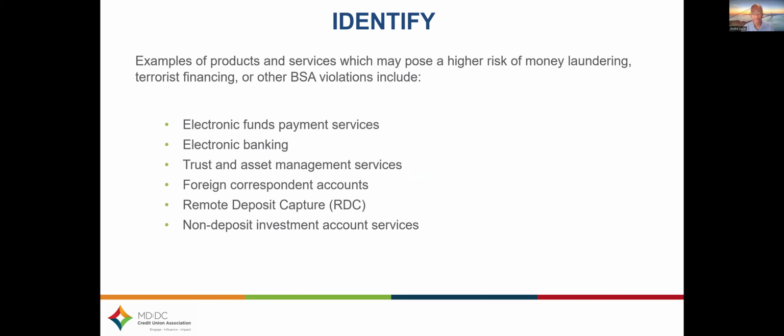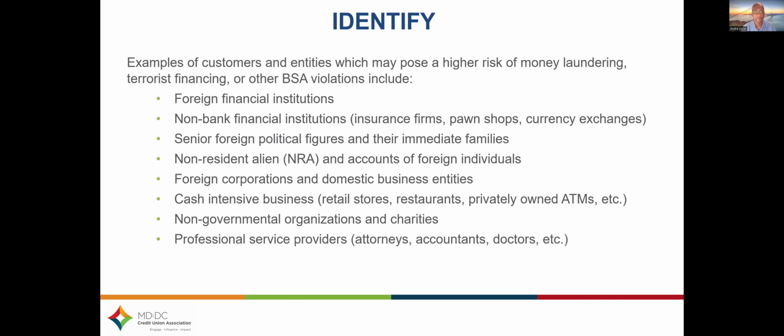But some of the examples of products and services, especially when you're looking at maybe higher risk areas, would be like electronic funds payment services, electronic banking, trust and asset management, foreign correspondent accounts, remote deposit capture. Like I mentioned, some credit unions have a higher level of risk in these areas. So these are just some of the examples of products and services that can be a little higher level of risk.